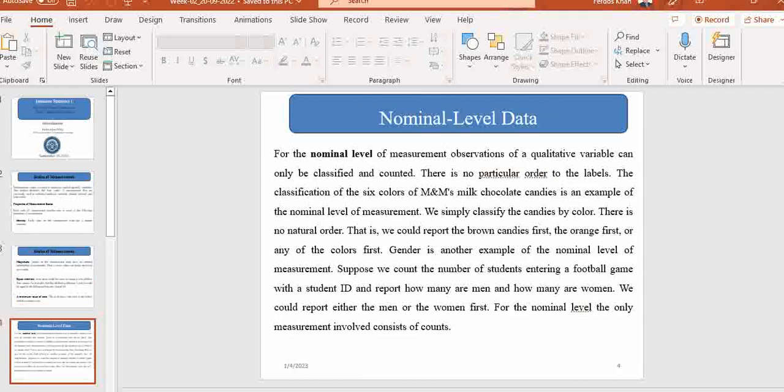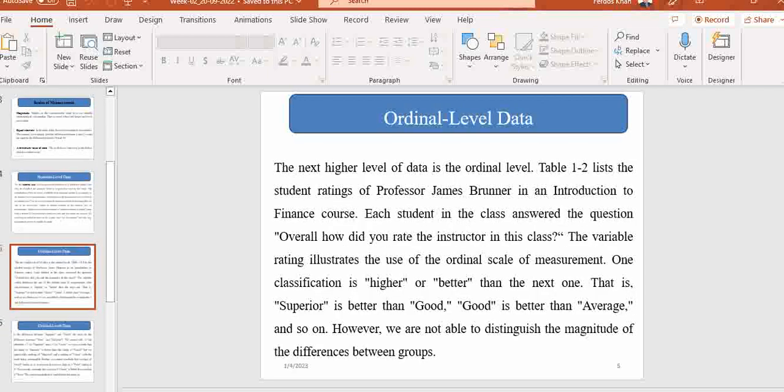So nominal scale. For the nominal level of measurement, observations of a qualitative variable can only be classified and counted. There is no particular order of the labels. The classification of the 6 colors of M&M milk chocolate candies is an example of the nominal level of measurement. When we simply classify the candies by color, there is no natural order. You can just classify by color. You can read the slide further, but there is no further information.